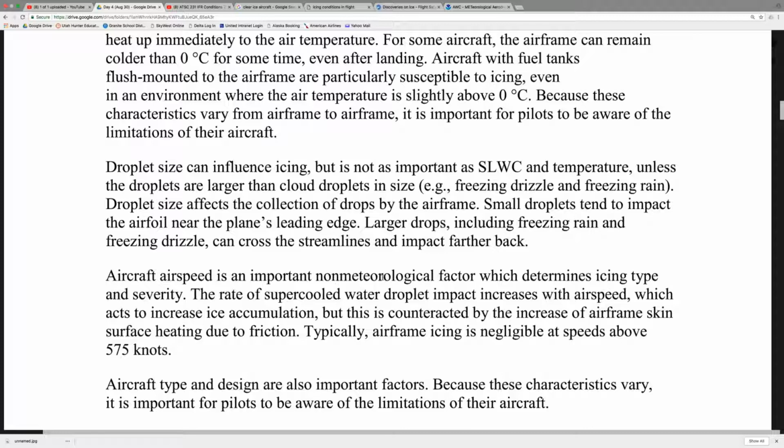Small droplets tend to impact the airfoil near the plane's leading edge. Large drops, including freezing rain and freezing drizzle, can cross the streamlines and impact further back. So small droplets hit our anti-icing equipment and they're done. It zaps them out of the air. The problem is when we have larger supercooled water droplets, they will hit that leading edge and pass the anti-icing equipment.